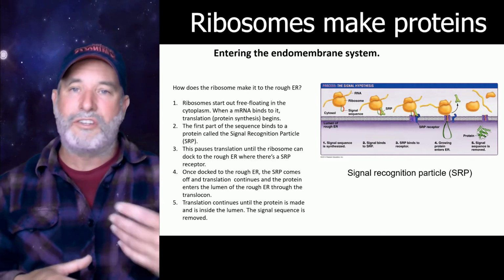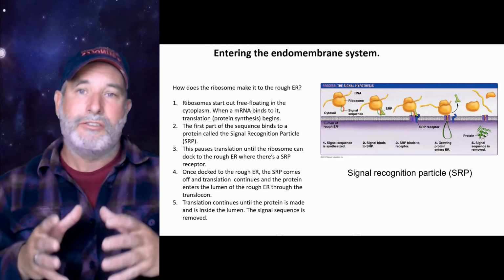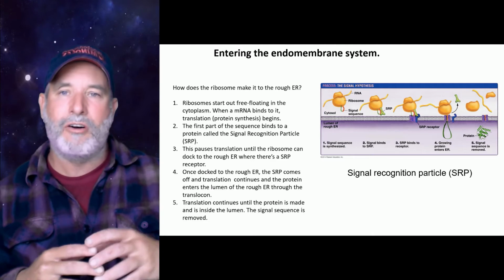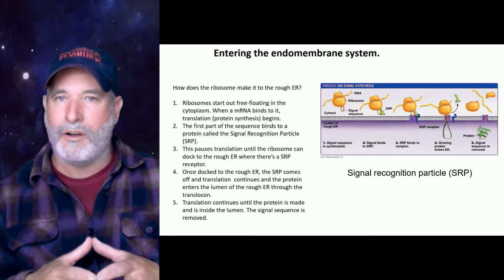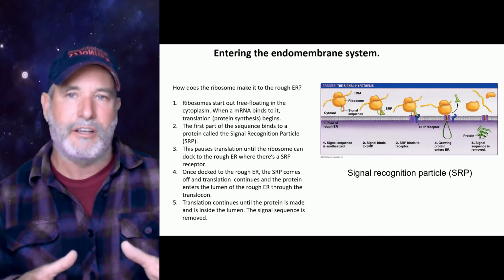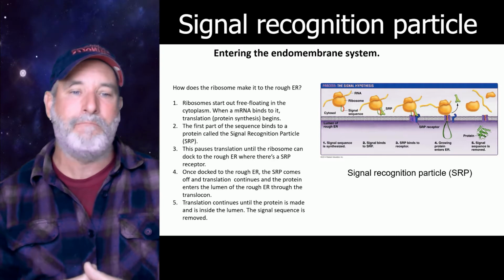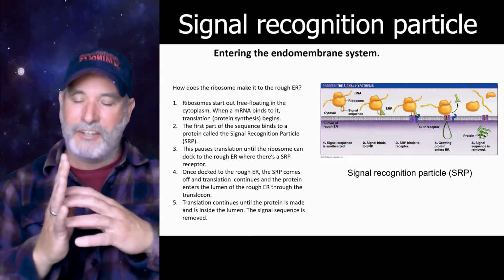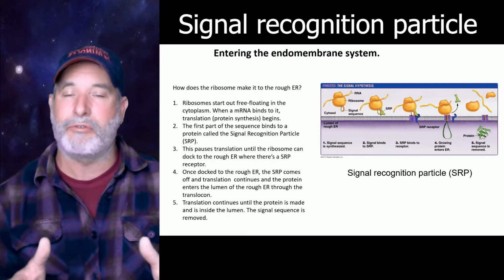So we start translation. Now the issue here is translation stops, at least temporarily. Because what happens is the first few amino acids that are translated, well, they form what is called a signal sequence. And that binds to a protein called the SRP, for signal recognition particle. There's a protein that binds to it. And when it binds to it, it stops translation, at least temporarily.